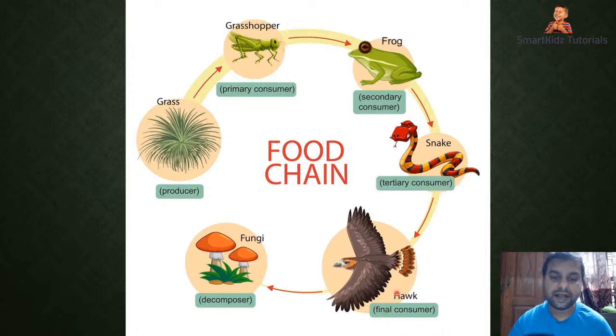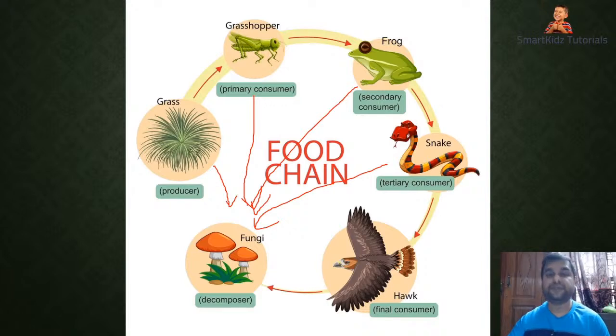Okay, and when these individuals die, they get decomposed. Of course this cycle would continue, but this arrow can apply over here as well, from here to here, from here to here, or from here to here, and even from here to here, because decomposers decompose everything, not just consumers, even producers.